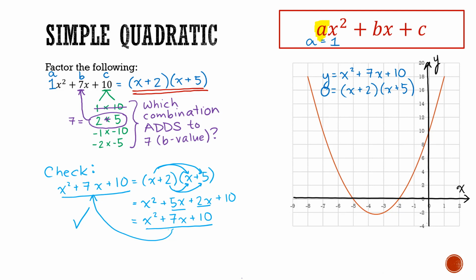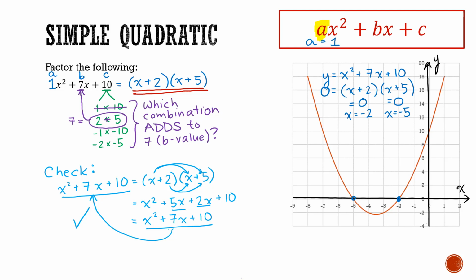Now, for y to be equal to 0, we know that one of these terms has to be 0, because if we multiply by 0, we get 0. From here, we can easily determine that for x plus 2 to be equal to 0, x would have to be negative 2, and for x plus 5 to be 0, x would have to be negative 5. And we can see in this corresponding graph that indeed our x-intercepts are when x is equal to negative 5 and when x is equal to negative 2. That's pretty much it for this example.